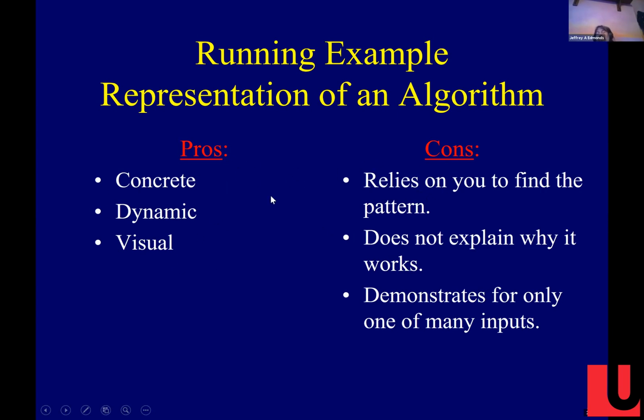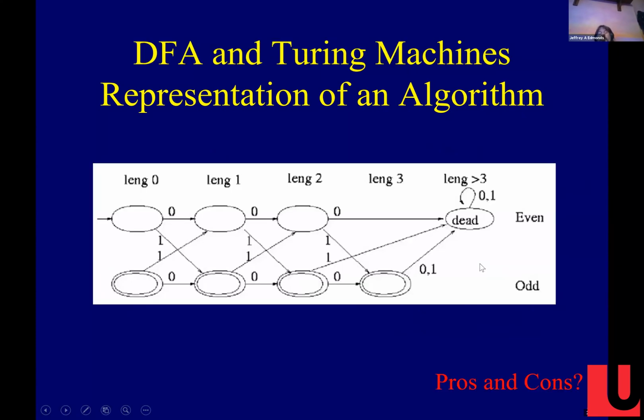It relies on you to figure out what went on. I just moved numbers around, right? You still need a proof of why it works in that example, and you certainly need a proof of why it works for every possible input, right?